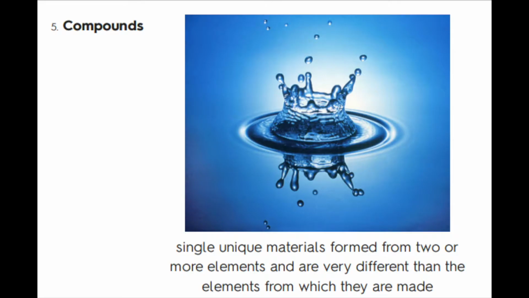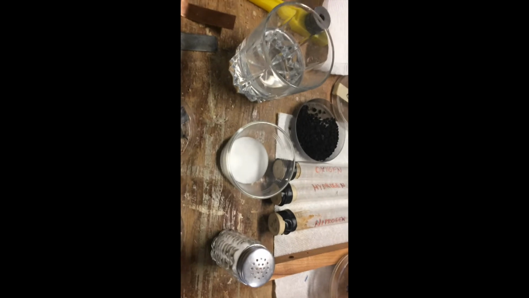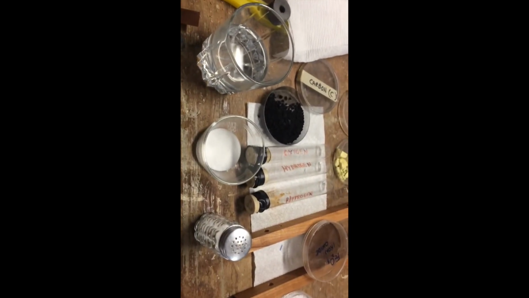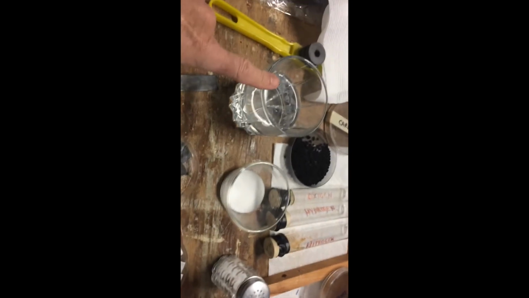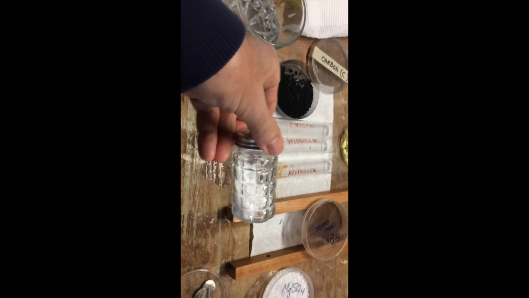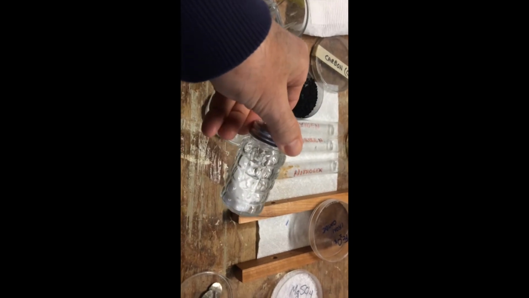So what exactly are compounds? Well, they're single unique materials formed from two or more elements and are very different from the elements from which they are made. Okay, so we live in a world of compounds, and I've got a bunch of materials here for us to begin to think about and understand a little bit. I've got compound water over here. I've got some sugar. I've got salt as a compound. Salt is called sodium chloride.